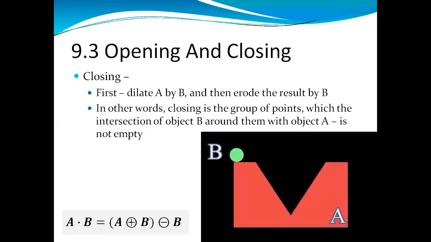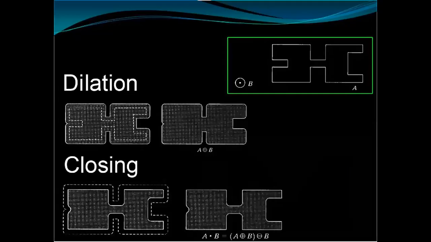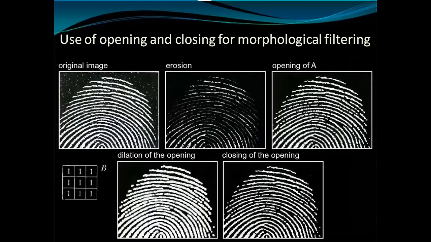In closing, we dilate by A and then erode the result by B. That is, closing is the group of points for which the intersection of object B around them with object A is not empty. So this is the way to have dilation and closing functions. We use opening and closing for morphological filtering. So how does the original image look, the eroded image, the opening, the dilation of the opening, and the closing of the opening.